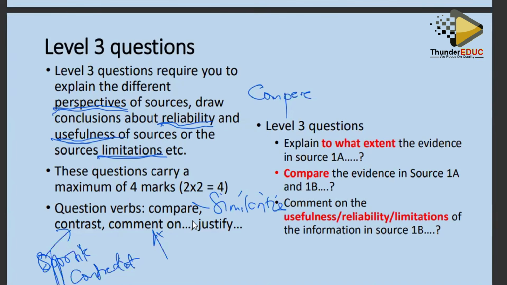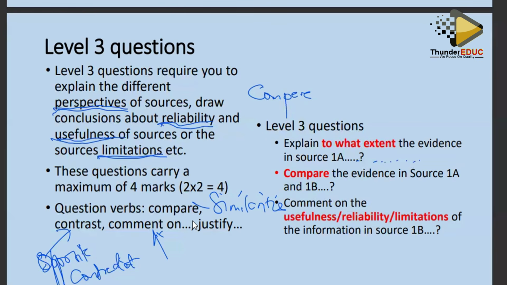So this one gives us the typical type of questions that we find under level 3. We have questions like explain to what extent the evidence in source 1A may support evidence in source 1B with regard to a particular event. Compare the evidence in source 1A and source 1B. That is also another typical question. You find similarities. Comment on the usefulness of a source. This source is useful. Why are you saying it's useful? We're going to look at what you must look for in the source to guarantee that a source is useful to a historian who wants to study a particular event.